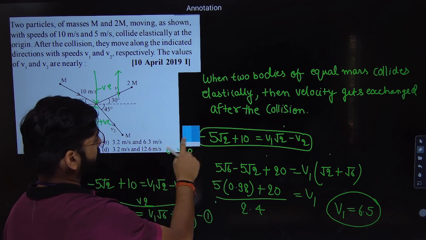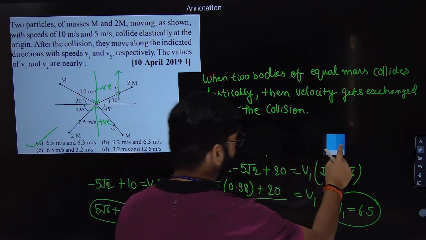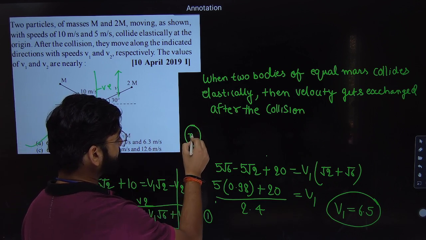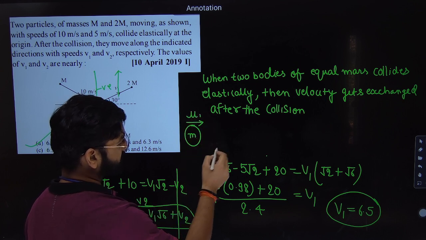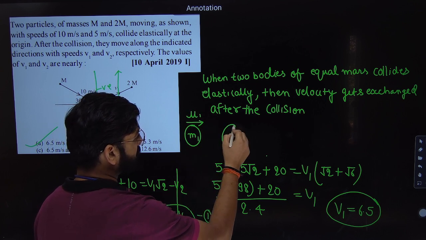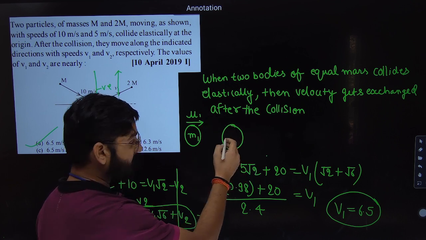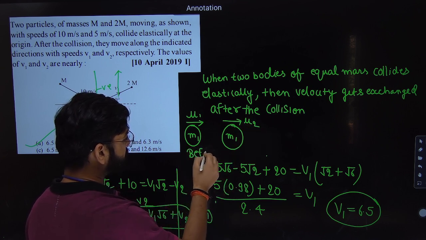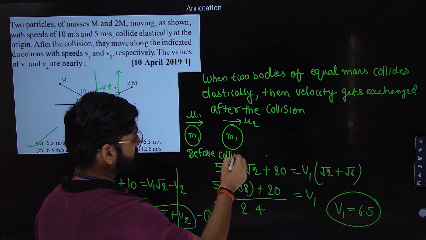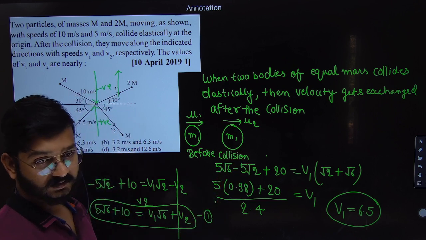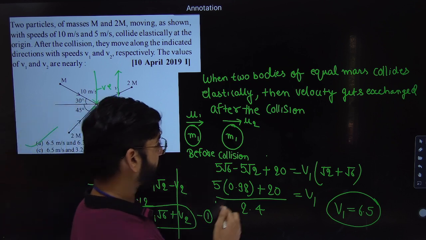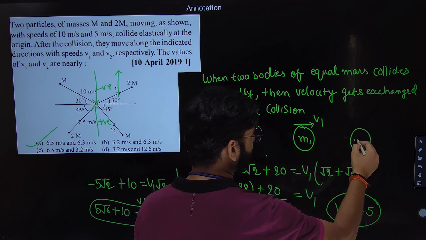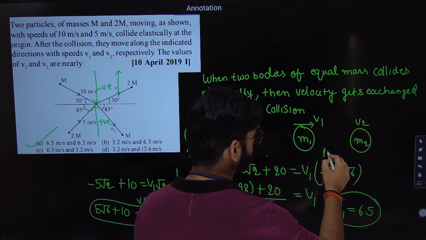Now, I am just giving you one scenario where we can use it. Suppose we have an object of mass m1 moving with velocity u1 and there is another object of mass m1 only, the same mass, moving with velocity u2. So this is before collision. Now when they collide, let us assume that the mass is m1 only, the velocities are v1 and v2. This is after collision.